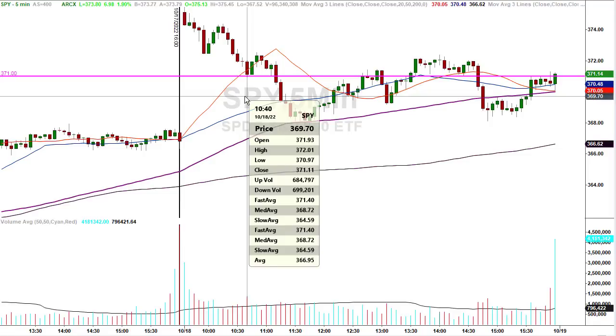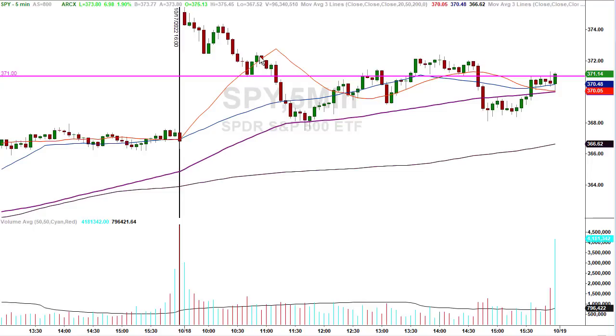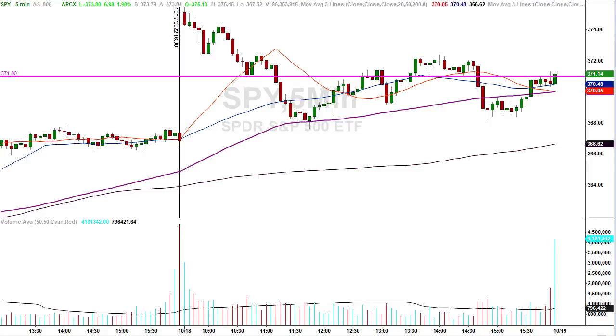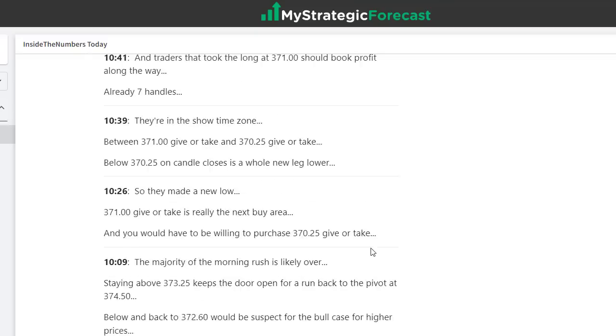Now the line across the screen is at 371. The low here, 370.97. That was another trade taken in the room. A lot of members got that one inside the numbers. Yours truly got that one. That was the next spot. 15 S&P handle bounce. The high here on the SPY, 372.54.